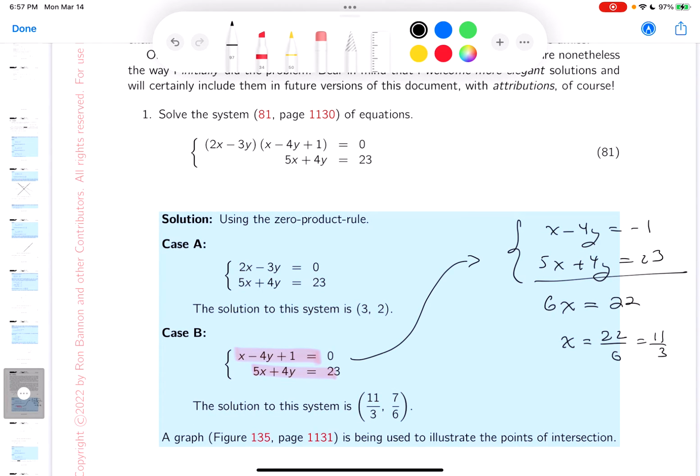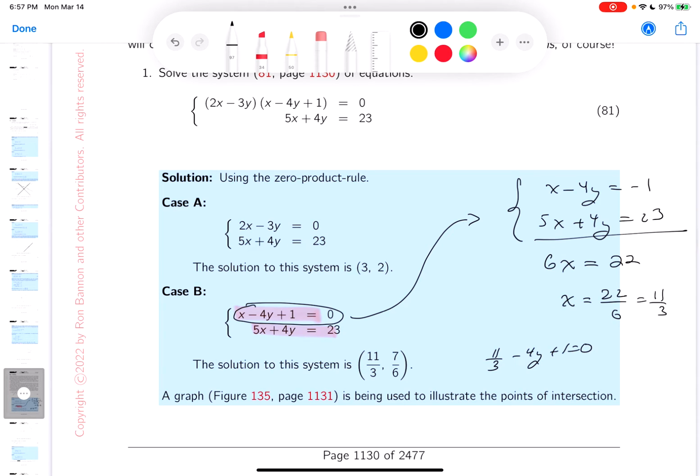How do you get y? Well, plug it in anywhere you like. I think this one's probably the easiest one to plug it in. So let's see what you get over there. You get 11/3 minus 4y plus 1 equals 0. Well, that's a pretty easy equation to solve. 11/3 plus 1 is going to be 14/3. I'm going to add 4y to both sides, and now divide by 4. You get 14 over 12, and this would equal y. Reduce, that would be 7 over 6. So x is 11/3, and the y is 7/6.